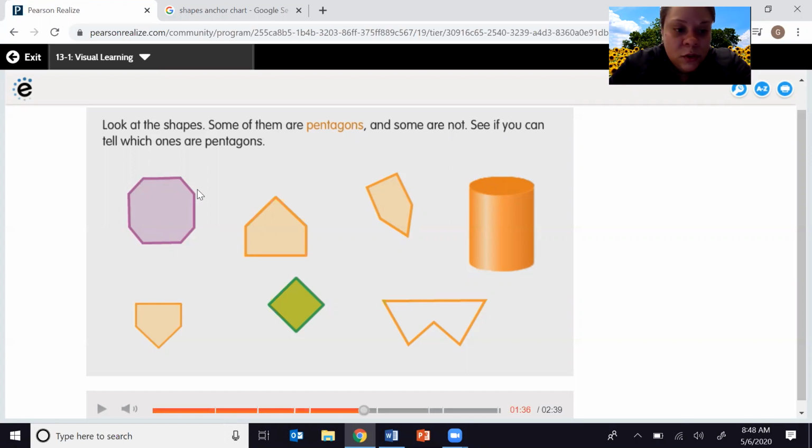So 1, 2, 3, 4, 5, 6. Oh, nope. 1, 2, 3, 4, 5, and 1, 2, 3. Yes, I can already tell because it looks just like this, but skinnier. No. 1, 2, 3, 4, 5. 3, 4, 5. Yeah, it looks weird, but it should count. No, because that's a quadrilateral, it has 4 sides. And yes, it looks like this kind of. 1, 2, 3, 4, 5. So let's see if we did this right.